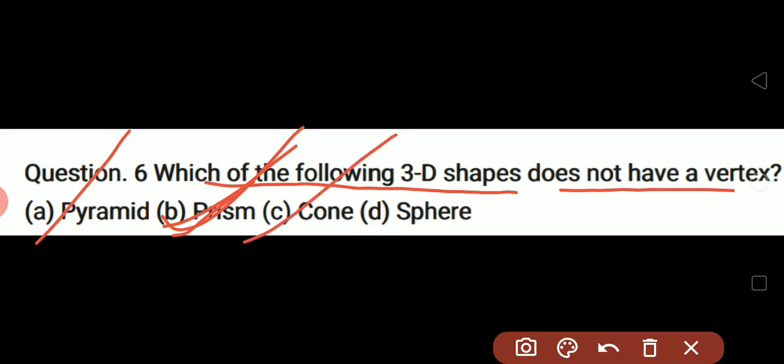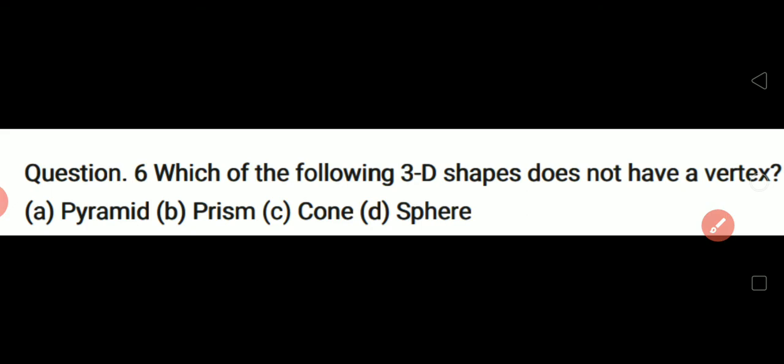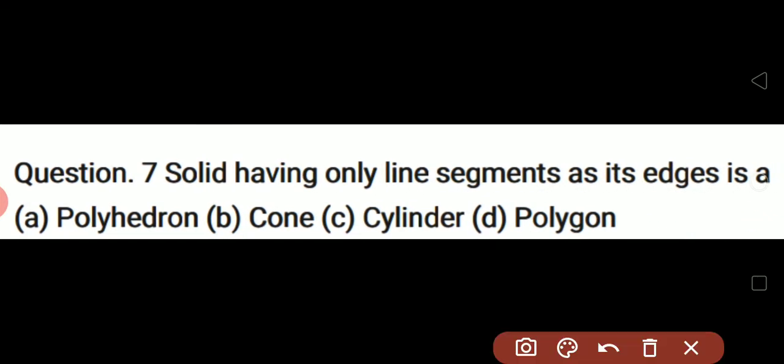A cone also has one vertex. A sphere does not have any vertex, right? Because a sphere is like a ball, and a ball has no vertex, no straight lines, so yes, D is the right answer. Come to the next one.